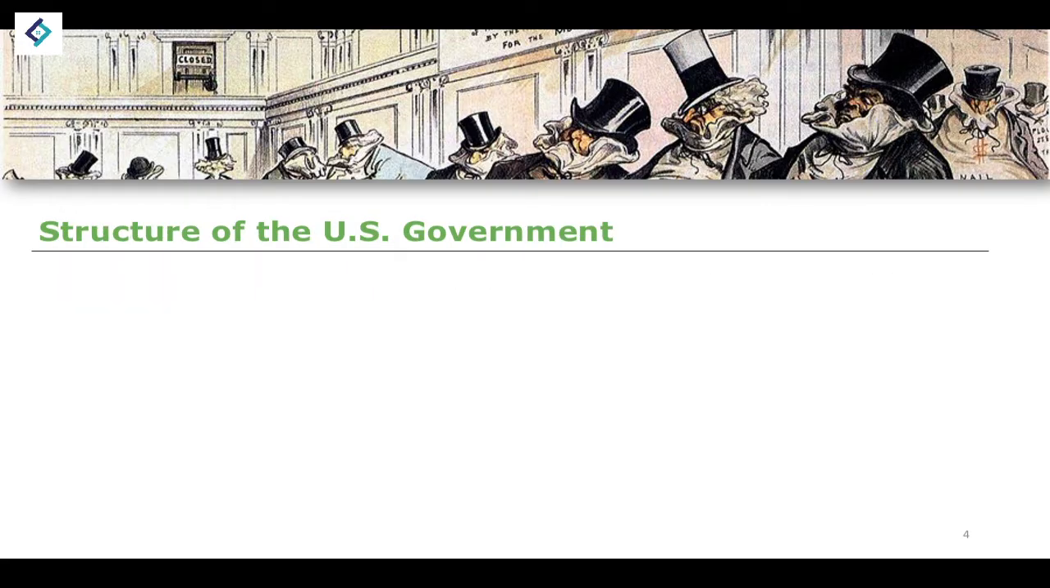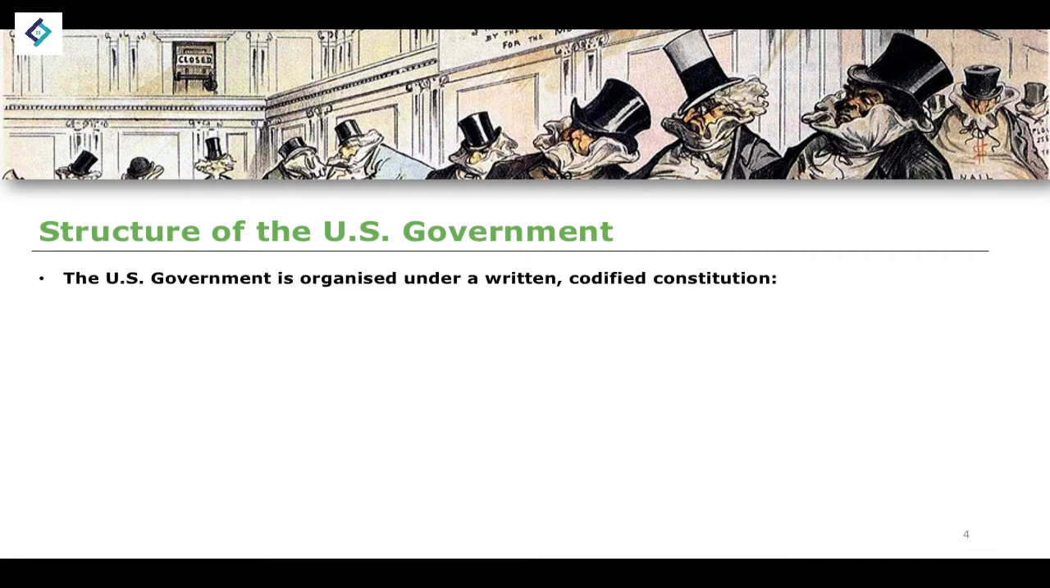Now, I want to make it very clear that at the beginning of this lesson, we need to have a basic understanding of how the structure of the US government and the structure of the US system of politics actually works, just very briefly, okay? We're not government and politics students here. But what we have in the United States is something known as a codified constitution.